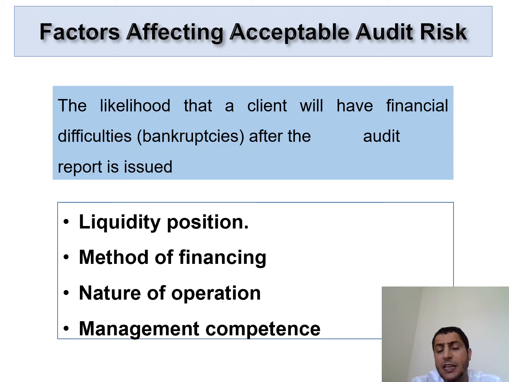The last one is management competency. What does it mean? Normally if the management, the CEO or the CFO, are not financially competent enough, we may expect the company to face financial difficulties, because they have less knowledge and awareness of how to handle the financial matters of the company. How can we get this information about management competency? By looking at the CV and also the board of directors' decisions, sometimes the minutes of the meeting and so on.